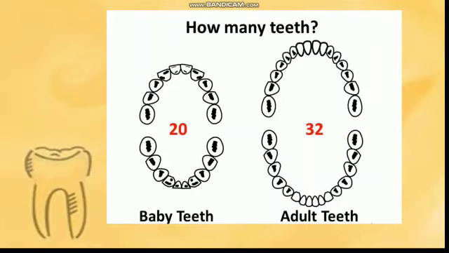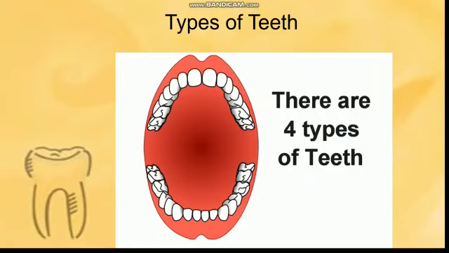I repeat, the first set of teeth in children that fall off later is called temporary teeth, milk teeth, or baby teeth. And the second set of teeth that arises later and remains permanent is called the permanent teeth. Temporary teeth are 20 in number and permanent teeth are 32 in number. Permanent teeth are of 4 kinds depending on their functions.